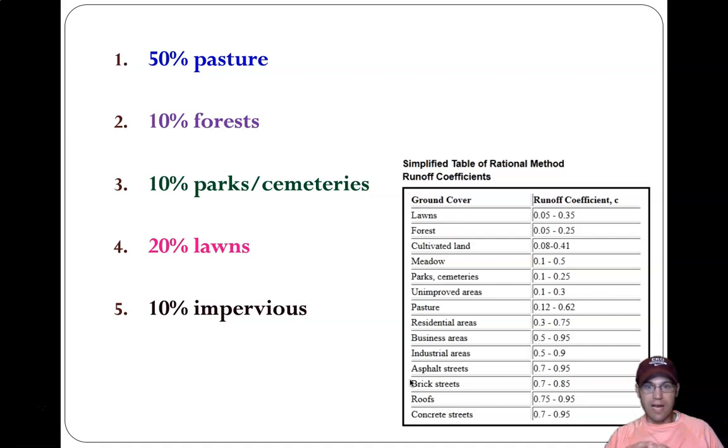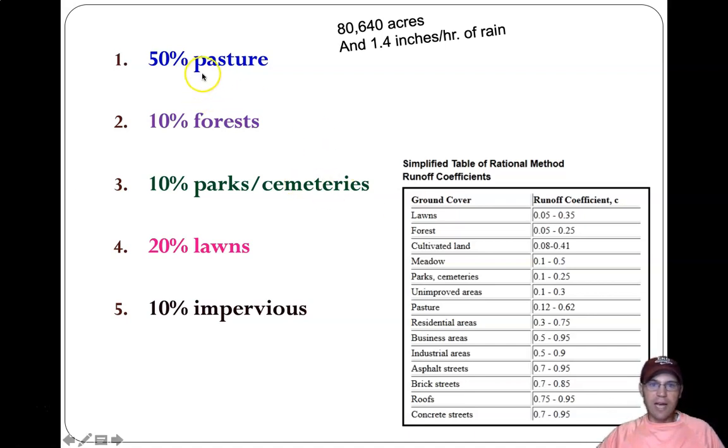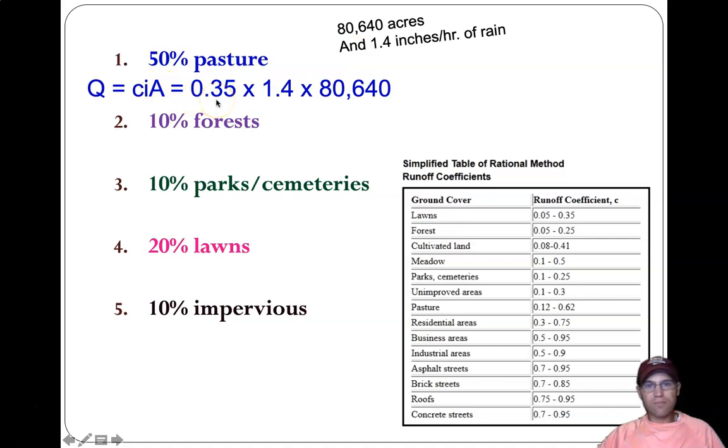So we know that Q equals CIA for the whole watershed, and we've got these different runoff coefficients that I've provided from a standard textbook table. So how are we going to do this? We're going to have to do Q equals CIA for each land use type, and we're going to have to plug in this 80,640 acres, or half of it, for pasture land. So we'll go through it and do that adjustment for the percentage of the area at the very end.